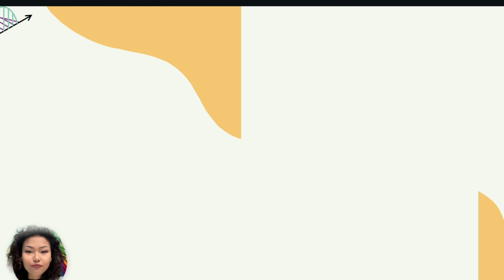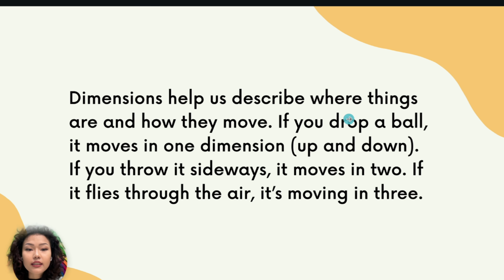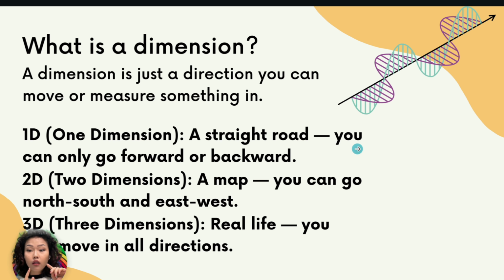For example, you can describe the movement of a ball. If you drop a ball, we can see it moves up and down. It only has one line of movement, right? It's not moving side to side. It's not moving along a projectile motion. It only moves along one line, and it means that it is moving in a one-dimensional system.